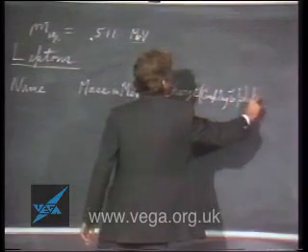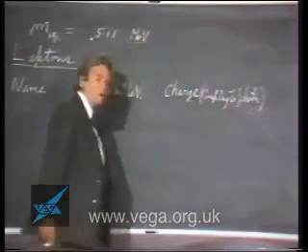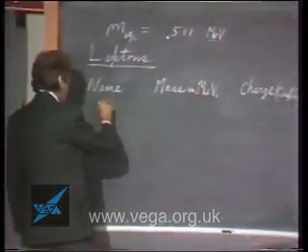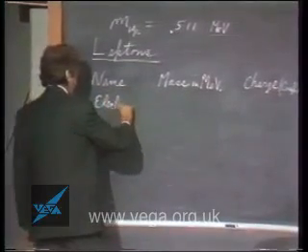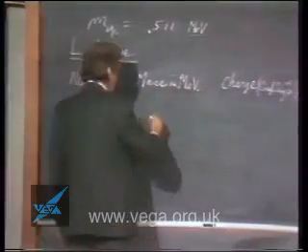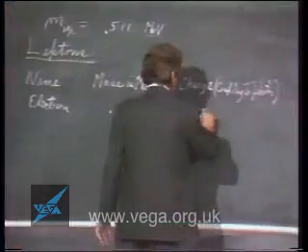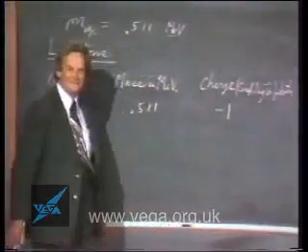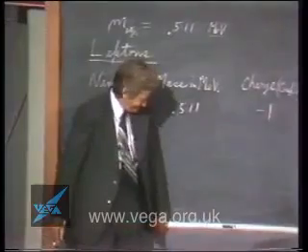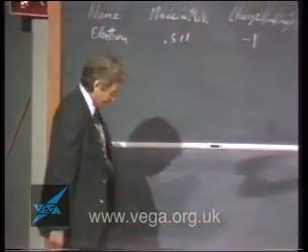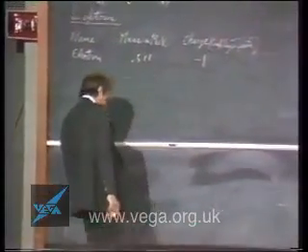But the unit I'm going to use is 1 for the positron. So the first one is an electron, and its mass in MeV is 511. Its charge relative to the positron is -1 by definition. It's the scale in which I want to measure, and I use minus because of Benjamin Franklin, who chose to call the electron minus.